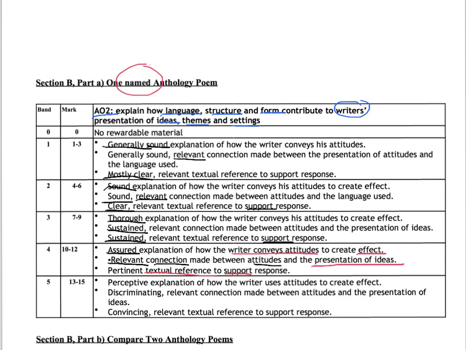Now when it comes to the textual reference, you can see that they've used the word pertinent. Now, in a way, this could mean that you are really selecting your quotes because it is the correct quote for the points that you've made and the ideas that you're saying the writer has. So it fits extremely well with the points that you've made and what you've been trying to express through your argument. Going into band 5, you'll see that they're using words such as perceptive, discriminating, convincing.